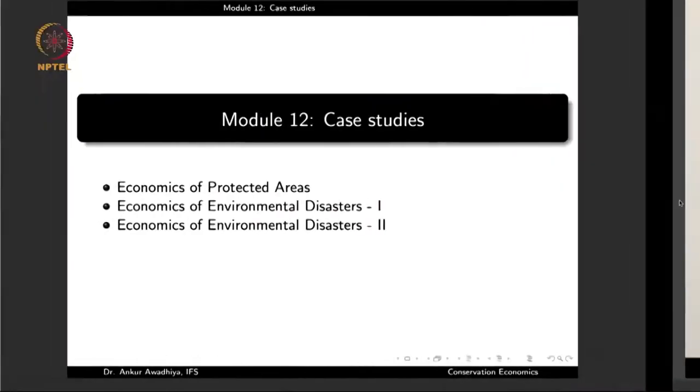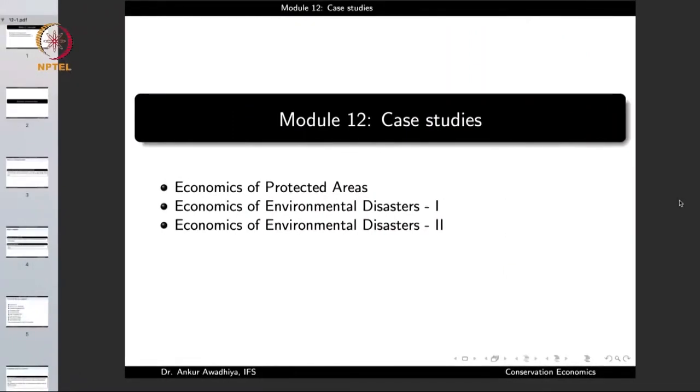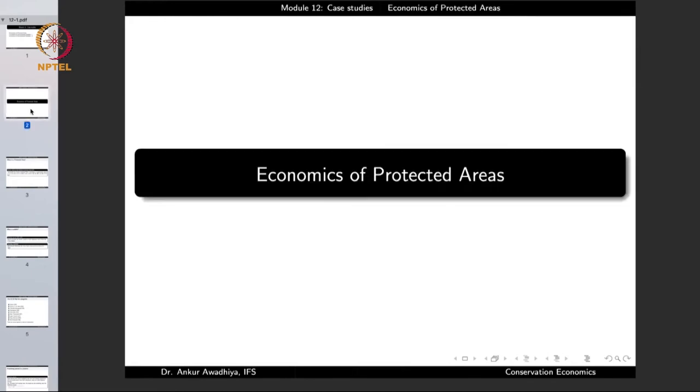Namaste. Today we begin the 12th module, which is case studies. This module will have three lectures: economics of protected areas, and economics of environmental disasters, part 1 and part 2. So let us begin with the economics of protected areas.